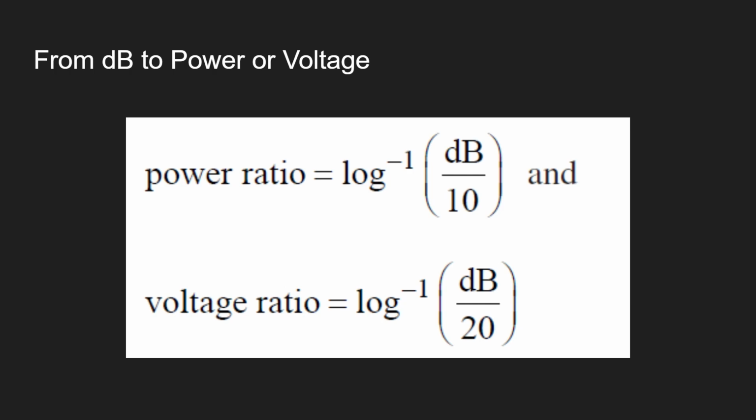So we have just talked about going from dB to power and voltage. So you know how to do the dB. It is to the power of -1, right?